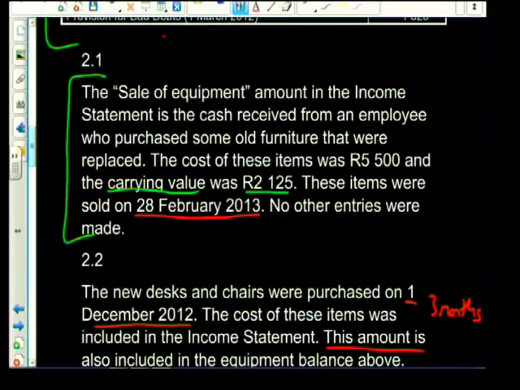The nice thing about this question is that we don't have to consider our sold equipment because we sold our equipment on the very last day of the financial year. Remember, we sold it on the 28th of February 2013. I'm not going to explain why we don't need to consider this because this lesson is not on asset disposal, but go back and make sure that you know why we're not going to do a separate calculation for sold assets if an asset is sold at the end of the financial year.